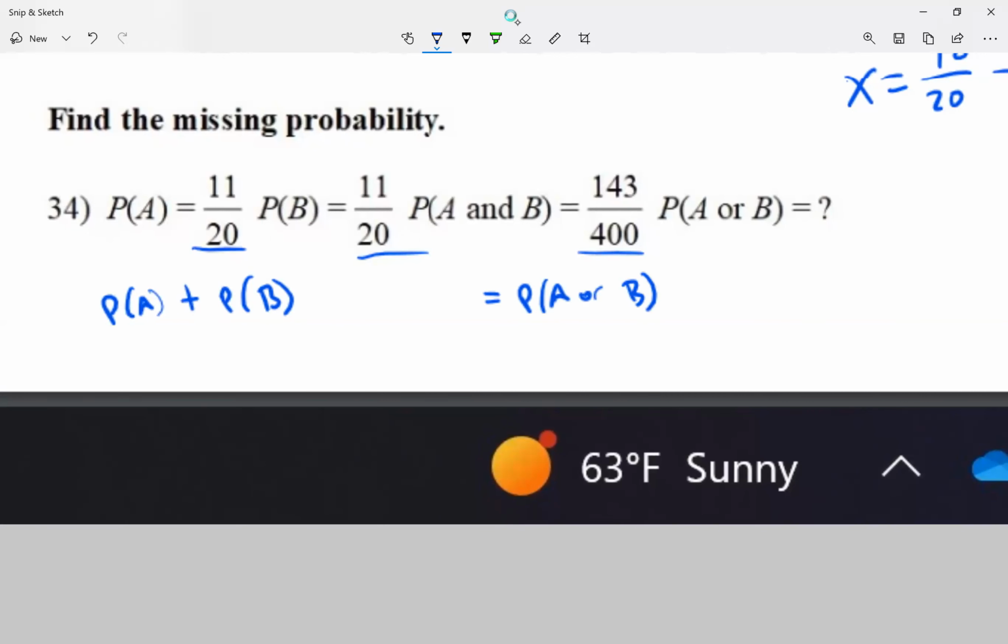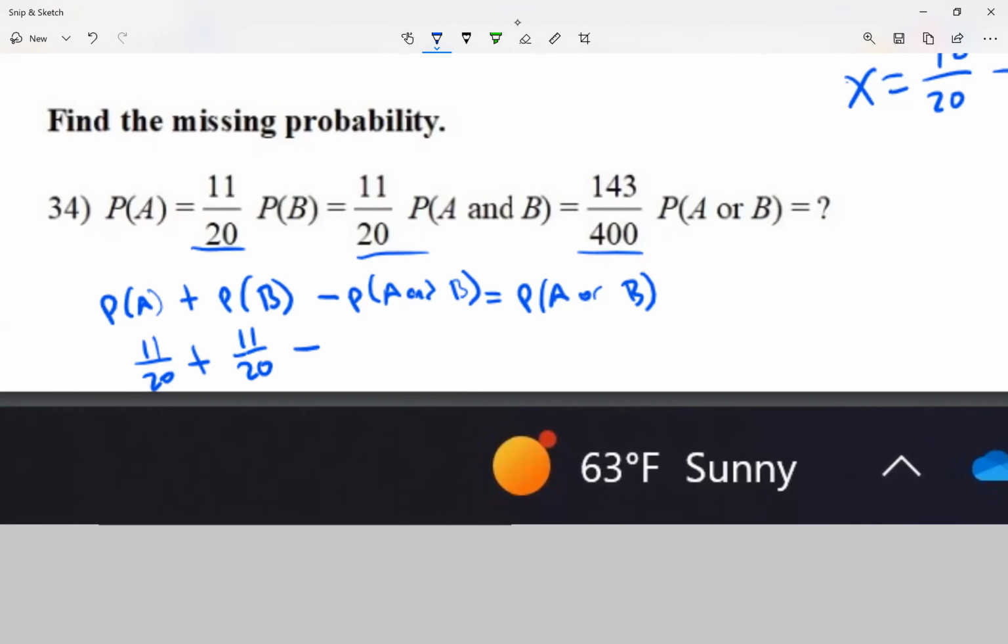If this were independent, just do that. Probability of A plus probability of B equals probability of A or B. Now, because these are not independent, on the space that I left here, let me subtract when they are the same thing, right? They can happen at the same time. So I'm gonna have 11/20 plus 11/20 minus 143/400. It's equal to X.